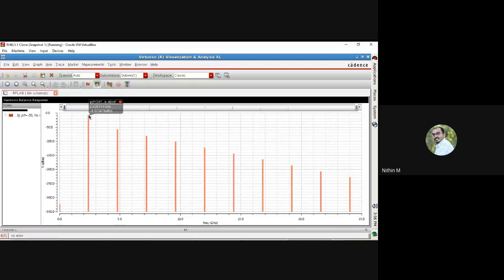But your output signal is not only a signal at 2.4 GHz. Along with that component, you have additional components lined up here. If I check the frequency of this one, it is at 4.8, which is the second harmonic. Now this is very close to 7.2. So is 7.2 the third harmonic? Yes, sir. Yes, 7.2.